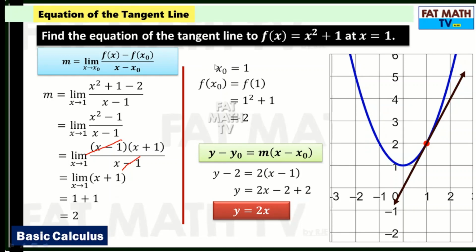So what we did here first was we identified y null. That is by replacing x with the value x null here, so that you can have a y null here. And then solve for the slope of the tangent line using this formula. And then after that, you can already substitute here m, x null, and y null. And then write the equation in slope-intercept form, or y equals mx plus b.